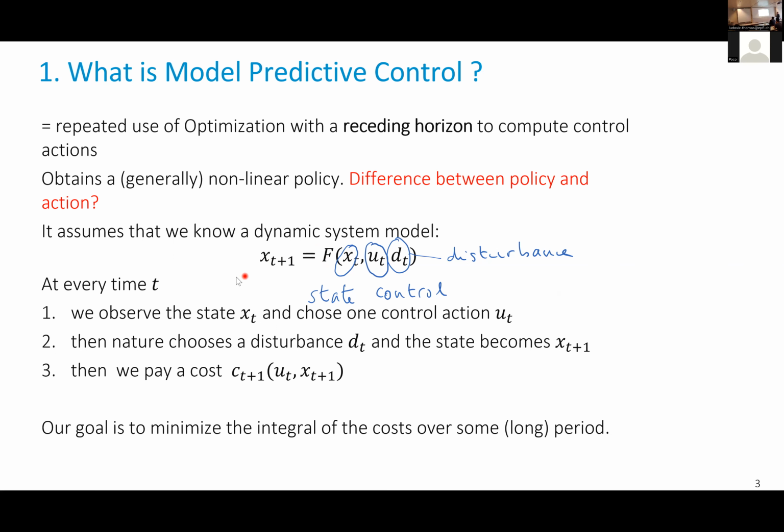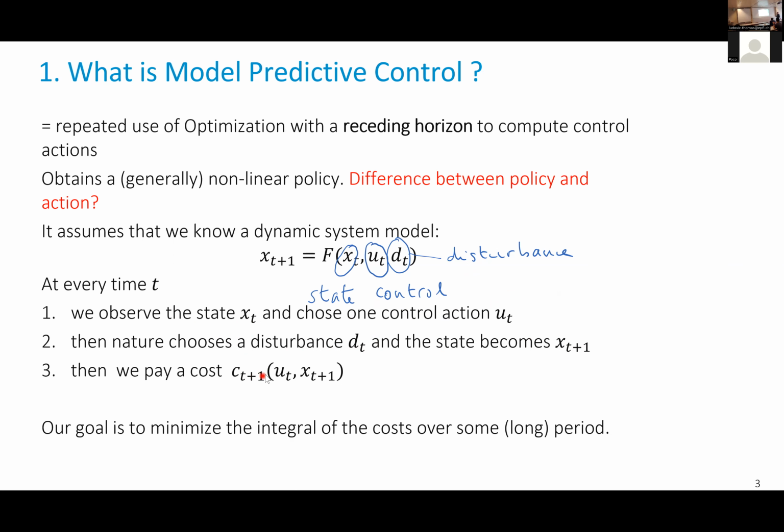Given this, how does it work? We do repeatedly, so time is discrete. At every time, we observe the state x_t, and we choose one control action. How we will choose it, we will discuss in a minute. Then nature plays and adds a disturbance to the system. And the result of the current state, the action that we took, and the disturbance is a new state, x of t plus 1.